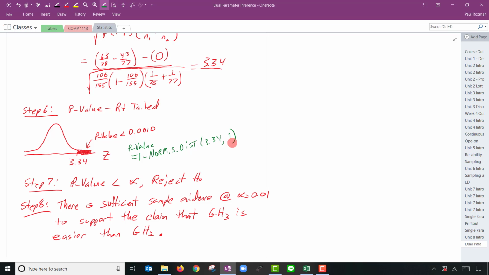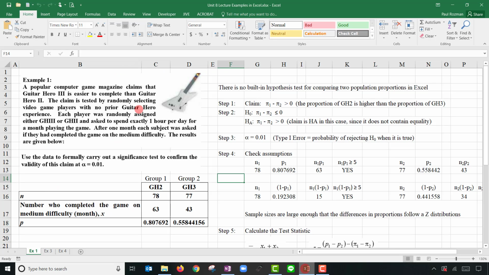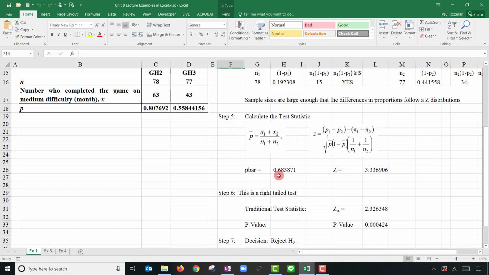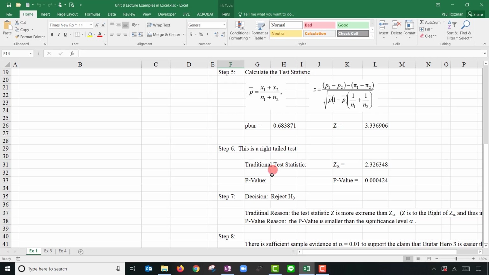In fact, I did this in advance so you could have a template if you want to do these in Excel. I cut and pasted the question in here, and I wrote it up exactly the way we wrote it up. And you see that we get the same values. I calculated P bar, I calculated the Z-score. We had 3.34, so it matched. And then I did the test statistic. Sorry, this is a traditional critical value.